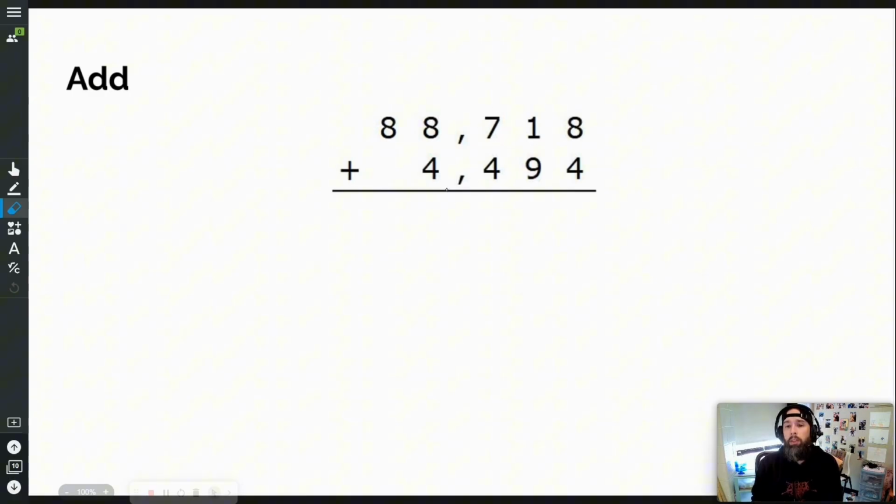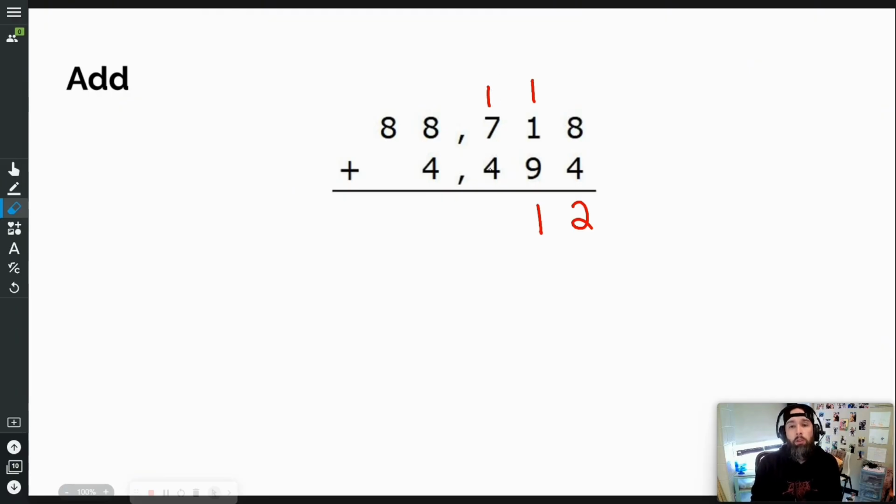88,718 plus 4,494. Go all the way to the right. 8 plus 4 is 12. Write out your 2, carry the 1. 1 plus 1 is 2. 2 plus 9 is 11. Write out your 1, carry the 1. 1 plus 7 is 8.